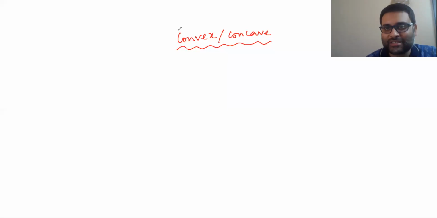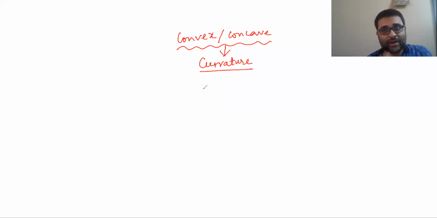So we start off with the topic on how to identify what is the curvature of a particular function. Convex or concave basically identifies the curvature of a particular function. Today we discuss how to find out what is the curvature of a function. Okay, there are two ways in order to identify the curvature.